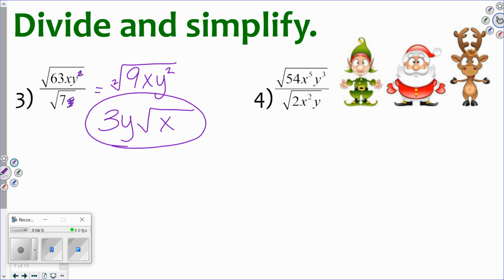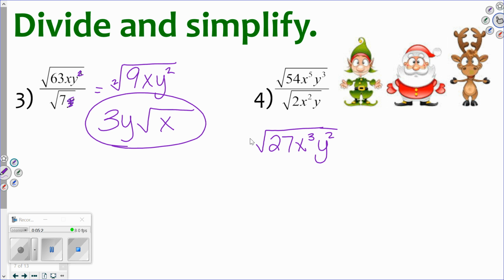All right, so number 4. Simplify anything and everything you can first. So 54 divided by 2. X to the 5th and x squared is going to give you x cubed, and then y squared. So everything stayed on top, everything's still under the radical. I have not used that radical yet. All I did was divide.